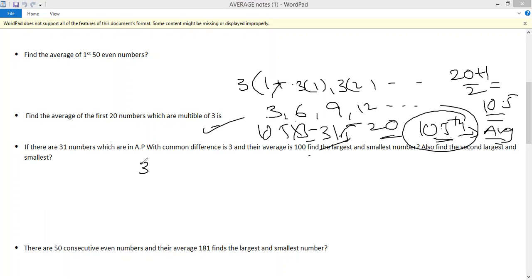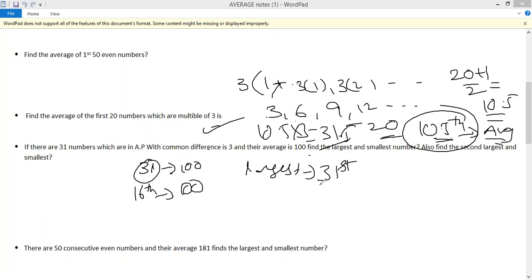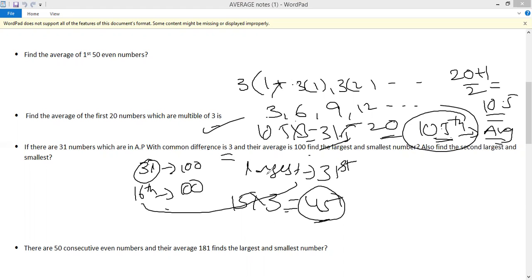Suppose there are 31 numbers in AP with common difference 3, and the average is 100. With 31 terms, the 16th term is 100. You have to find the largest number, the 31st number. What is the difference between 16 and 31? 15 terms, so 15 gaps. Each gap is 3, so 15 into 3 is 45. Here the middle number is 100, so 100 plus 45, which is 145, is the 31st term.